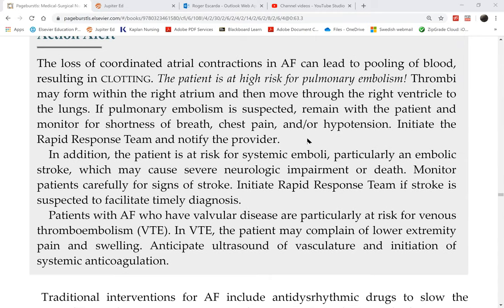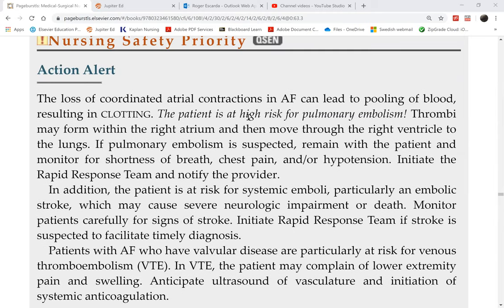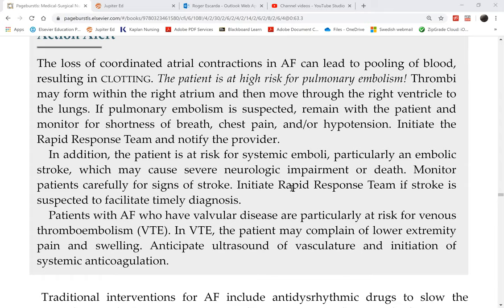The same goes for A-flutter. So it's a high risk for PE. So always watch the patient for that. Is it only a PE though? Can the clot only lodge in the pulmonary artery? No. Where else can that clot end up? The brain. Chapter 45, correct.